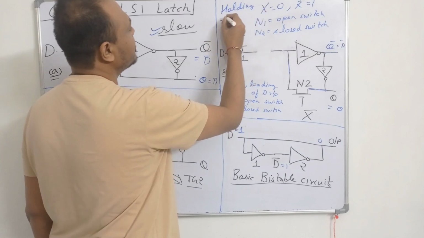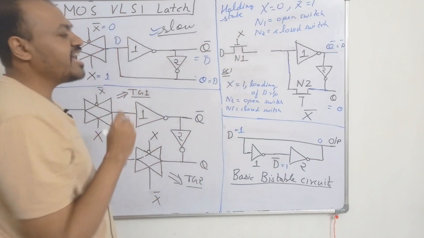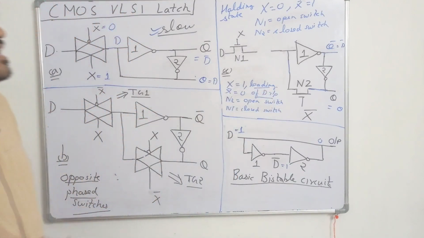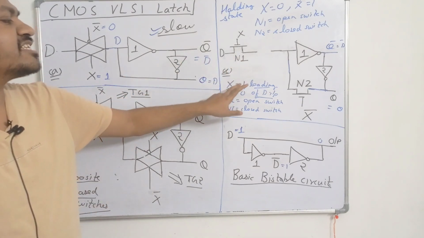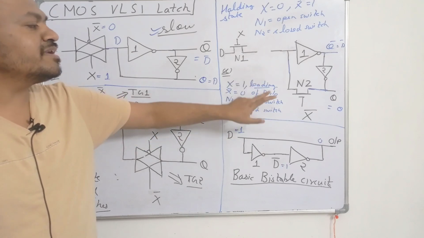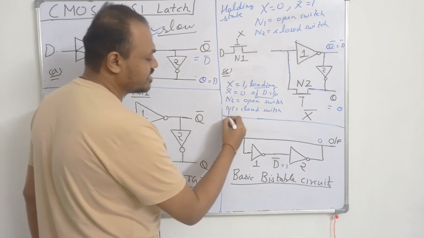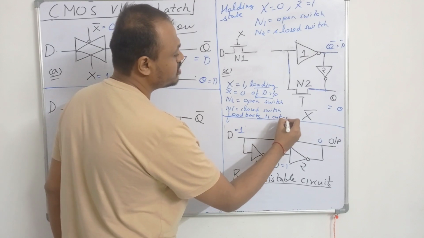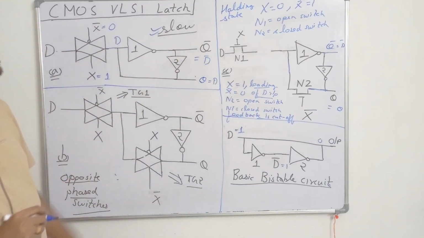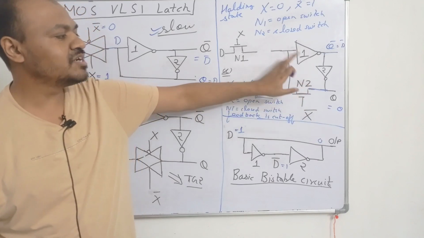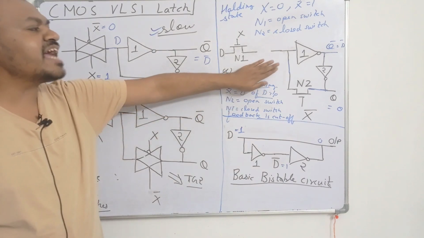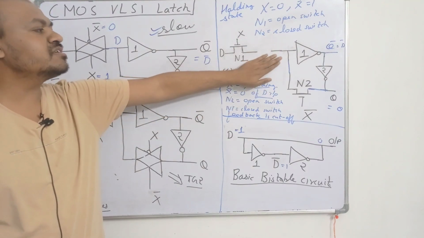When x equal to 0, x bar equal to 1. And when x equal to 1, x bar equal to 0, then it is a loading state. The input D is loaded into the circuit when x equal to 1, because then N2 will act as an open switch. So the feedback loop is absent in this case; feedback is cut off. There is no feedback when x equal to 1, because this N2 will act as an open switch, so it will cut off the feedback loop. So this is the construction of a D latch using NMOS transistors.